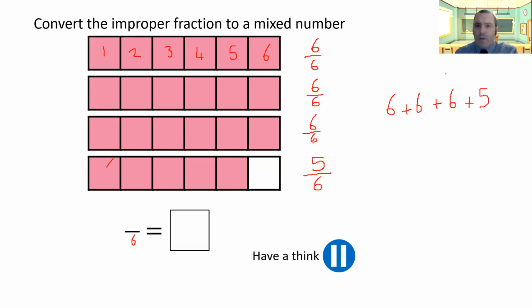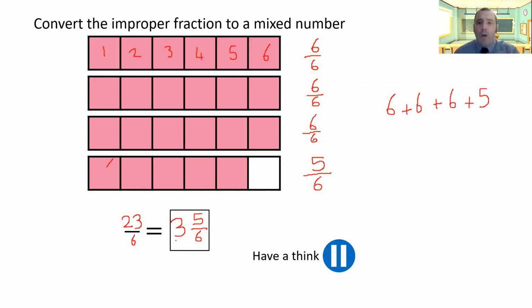So I've got 6, 12, 18 plus 5 gives me 23. So I've got 23 sixths. I can use my bars here to work out how many whole parts I've got. I can see I've got 6 sixths in 3 of my bars. So that gives me 3. And I've got 1, 2, 3, 4, 5 out of the 6 on the bottom one. So I can write it like this.